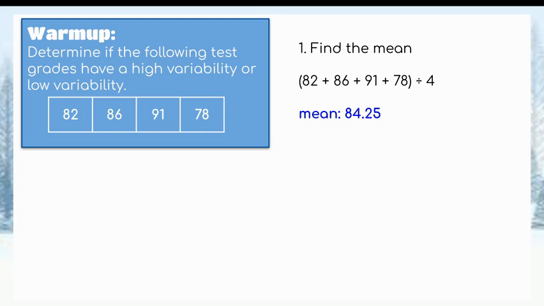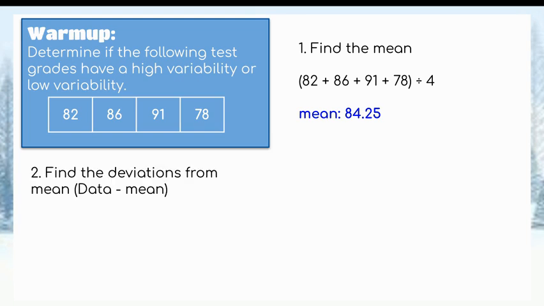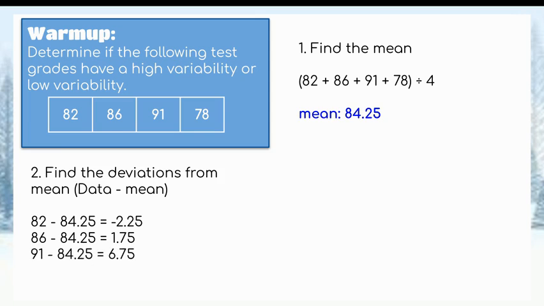Once you get the mean, the next step in finding the mean absolute deviation is to find the deviations from the mean. Remember, we're always going to subtract the data point we're given minus the mean. So the first data point we were given was 82. So 82 minus our mean of 84.25 gets me negative 2.25. 86 minus 84.25 is 1.75. 91 minus 84.25 is equal to 6.75. And 78 minus 84.25 is equal to negative 6.25.